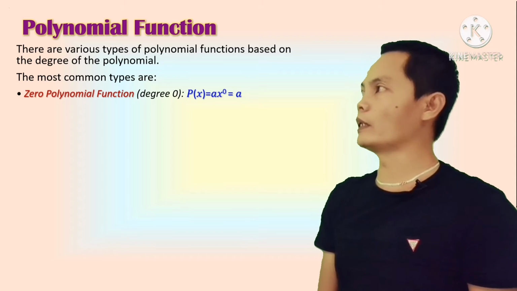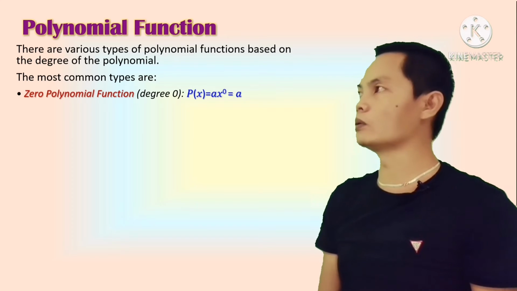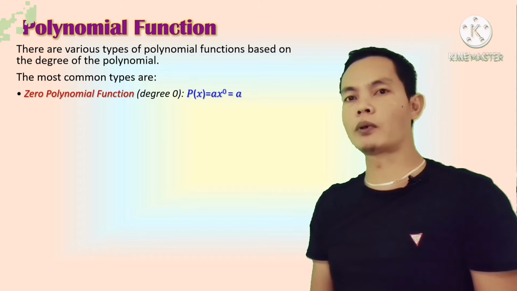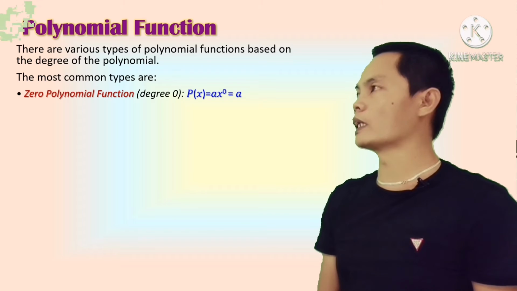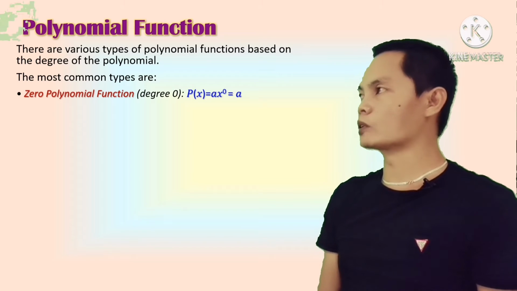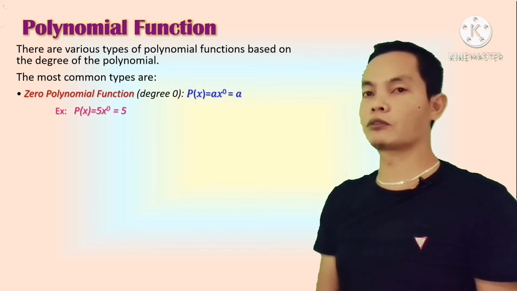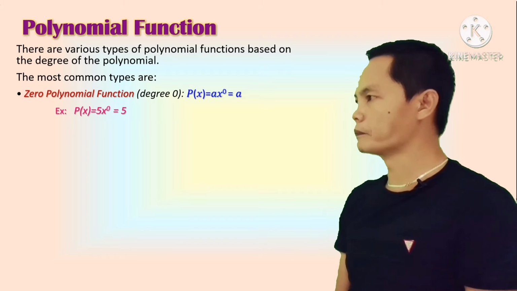A common example here is p of x equals a x to the 0 equals a. According to the law of exponents, any number or variable raised to the power of 0 is equal to 1. So it becomes a times 1, which becomes a. Example, p of x equals 5x to the power of 0 is equal to 5.